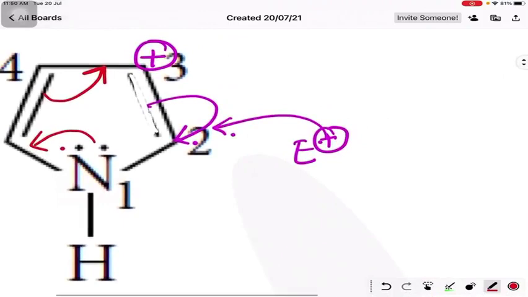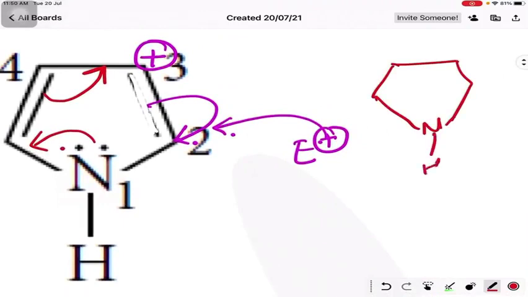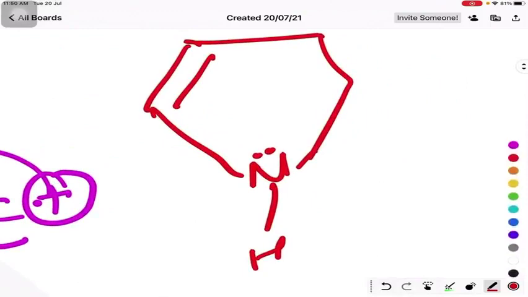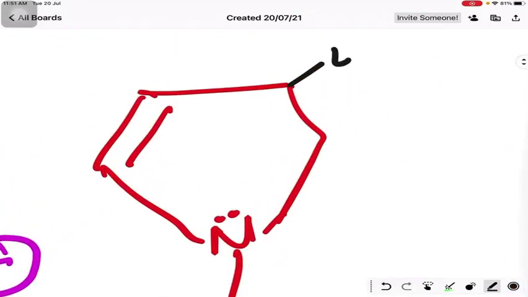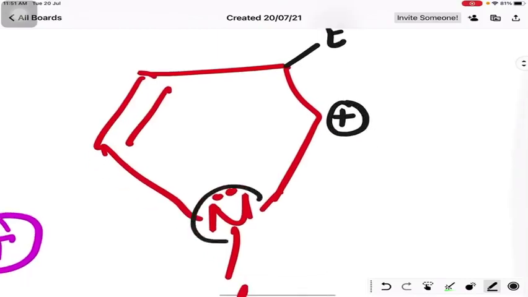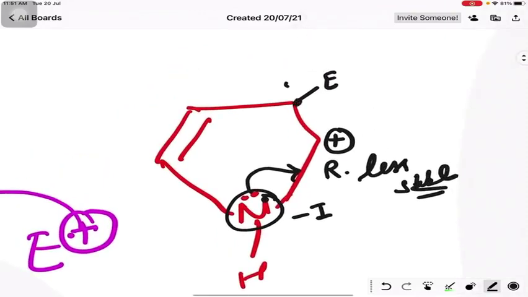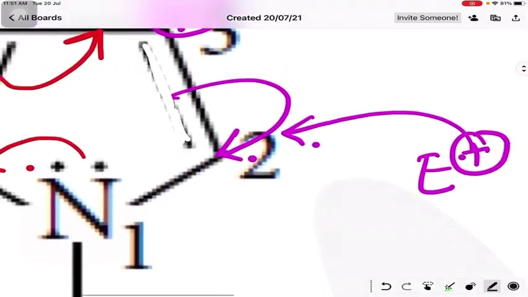But if the molecule is attacked at position number 3 by the electrophile, the number of resonating structures will be very few. It means a positive charge on this carbon. Moreover, this is attached to nitrogen, which is electron withdrawing through the inductive effect but electron releasing through the resonance effect. So with fewer resonating structures it is less stable. That's why attack at 3 is less favorable than attack at position number 2.